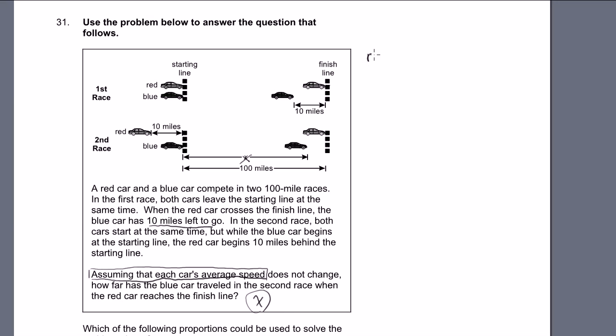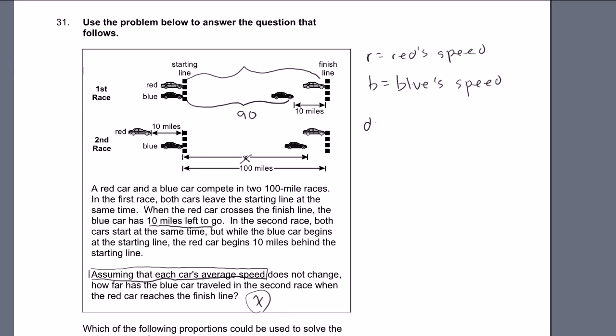So let's say that r is equal to red's speed, and let's say that b is equal to blue's speed. Now, in either situation, let's say in the first race, they both traveled the same amount of time. In the same amount of time it took the red car to go the whole 100 miles, the blue car traveled this distance, which is 90 miles. How did I know 90 miles? Because he has 10 miles left to go in a 100-mile race.